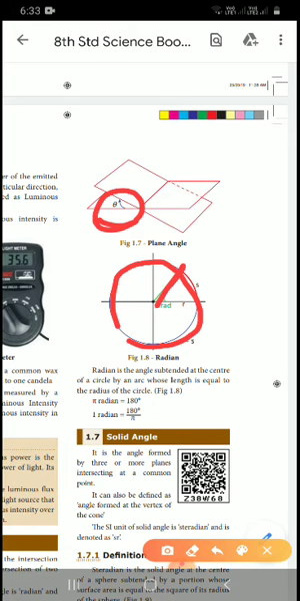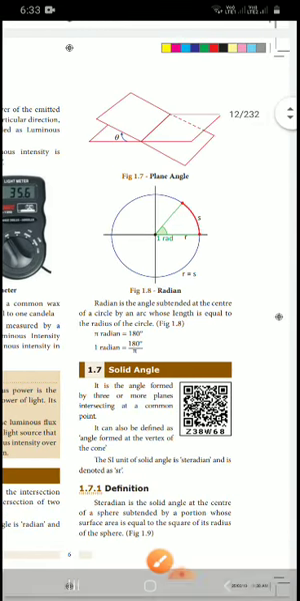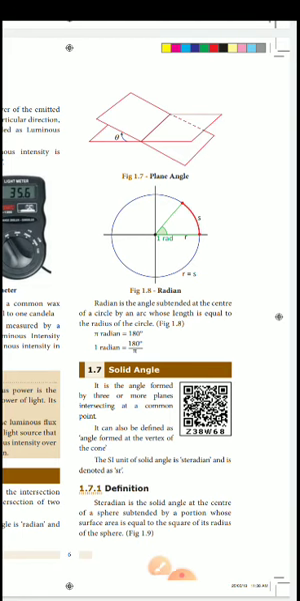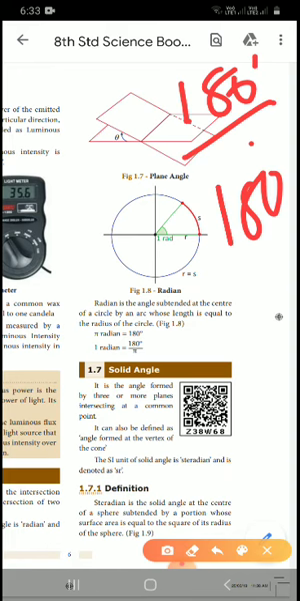How the angle is going on there, that is how we know the radian. One radian is 180 degrees divided by pi. This is the formula. Because of this, we can measure the plane angle.